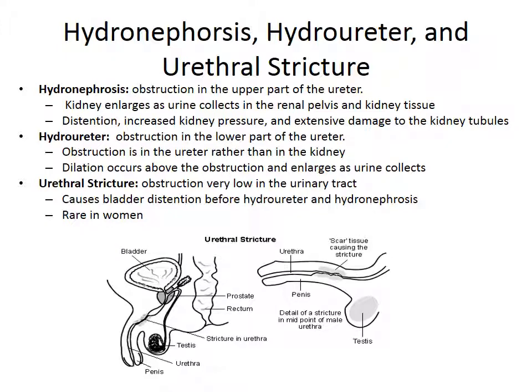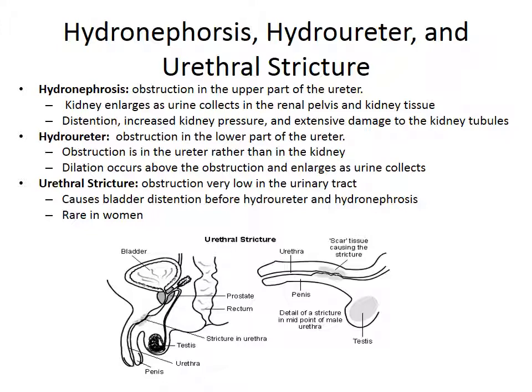Hydronephrosis, hydroureter, and ureteral stricture. Hydronephrosis is an obstruction in the upper part of the ureter. The kidney enlarges as urine collects in the renal pelvis and the kidney tissue. Distension, increased kidney pressure, and extensive damage to the kidney tubules are results of this.